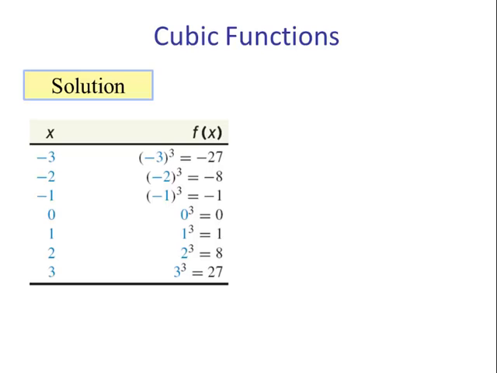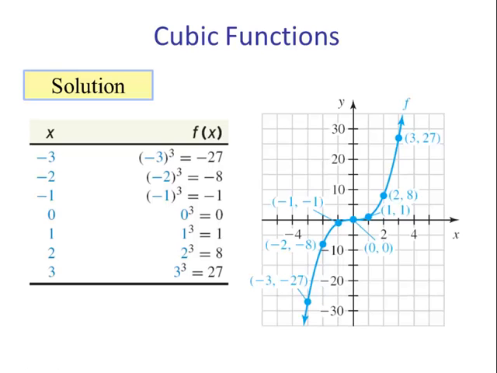We first want to make a table of values. It's a good idea to pick some negative numbers, 0, and some positive numbers. Negative 3 cubed is negative 3 times negative 3 times negative 3, which is negative 27. Negative 2 cubed is negative 8. Negative 1 cubed is negative 1. 0 cubed is 0, and so on and so forth. Plotting these on graph paper, we see the shape of this cubic function.